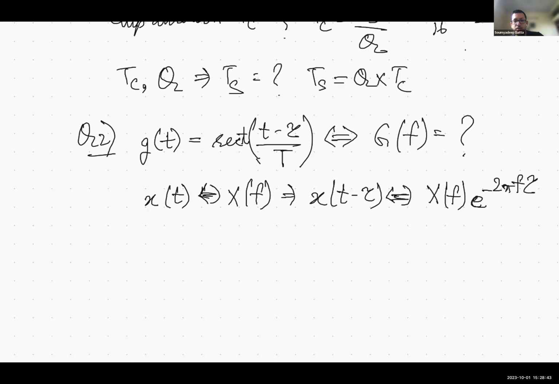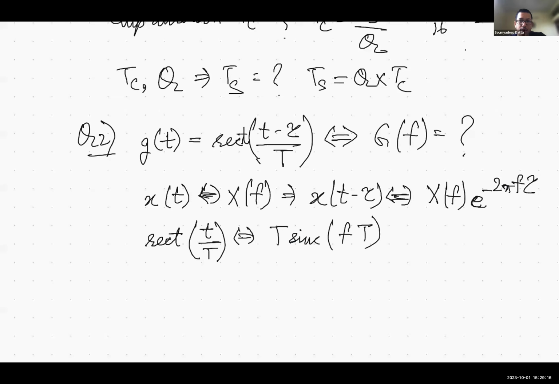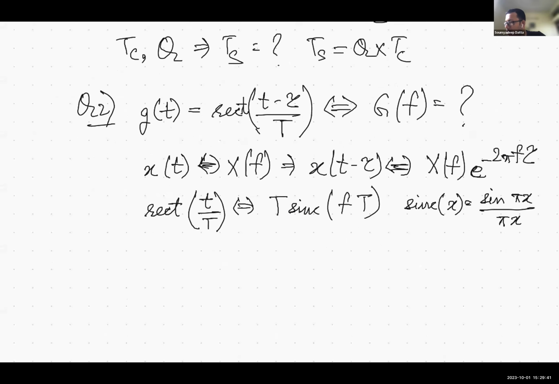And then we know that this rectangular function, rect of t by T, has a Fourier transform of capital T times the sinc function of fT. This is a known Fourier transform, it can be derived, but it is basic. We know the sinc function: sinc of x, in the electrical domain, we write it as sine pi x upon pi x. This is not bad.